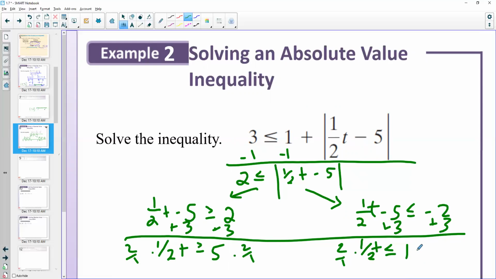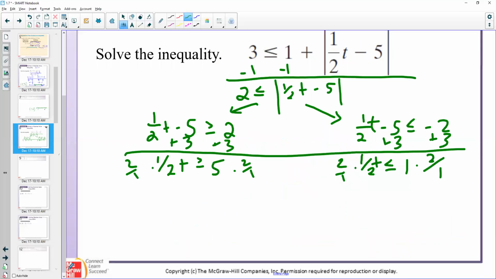Keep dropping the t over there. On this side, I get t is greater than or equal to 10. On this side, I get t is less than or equal to 2. All right. That is not the end of the world, unless I did something.